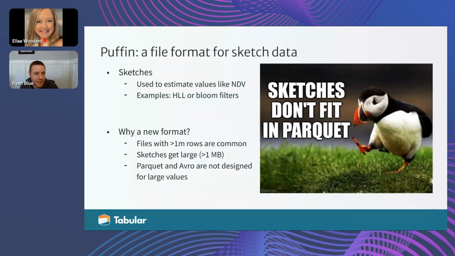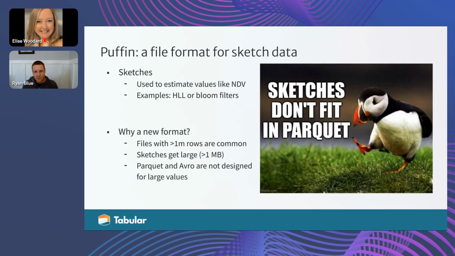Last, I want to cover very quickly, because I'm running out of time, Puffin, which is a file format for sketch data. So Puffin is a new file format, and we get asked the question all the time, hey, why didn't you just use Parquet or Arrow or some other existing project? And the answer is that we need some file format to handle large sketch data.